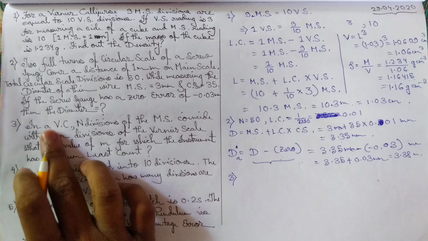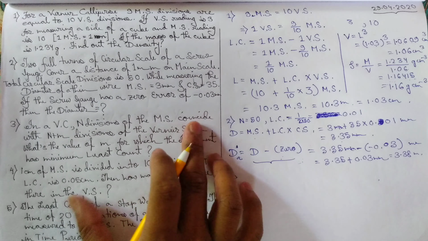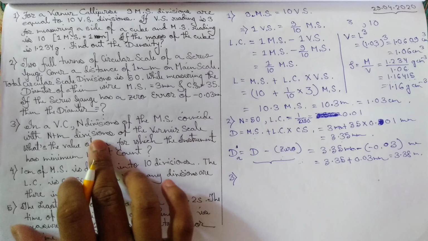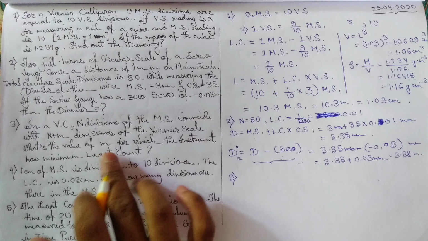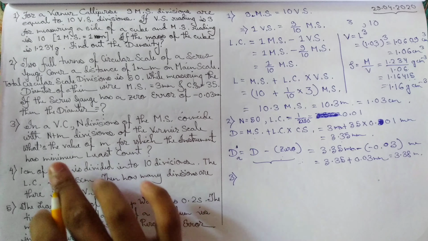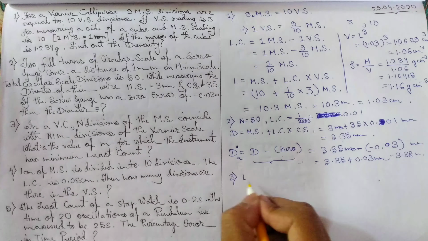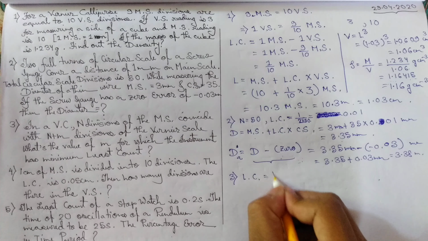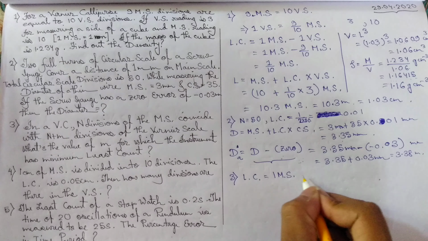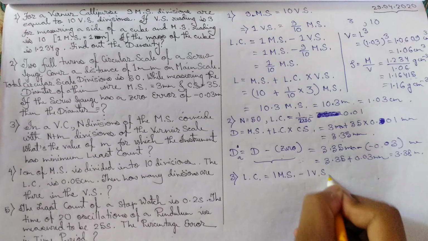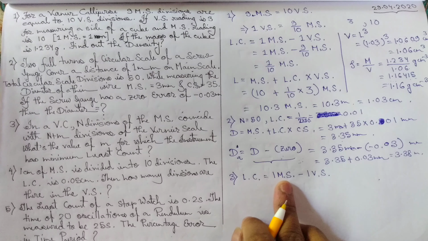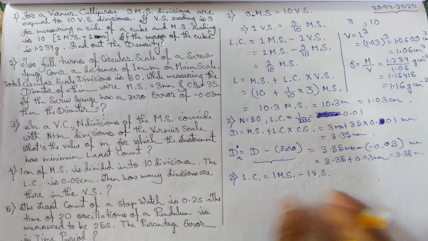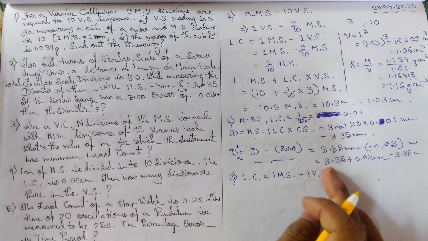Okay, next: in a vernier scale, n divisions of the main scale coincide with n plus m divisions of the vernier scale. What's the value of m for which the instrument has the minimum least count? We know the least count is equal to 1 MS minus 1 VS, one main scale division minus one vernier scale division. They are different units, so we have to find a relation between MS and VS.